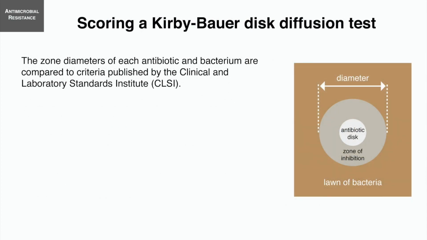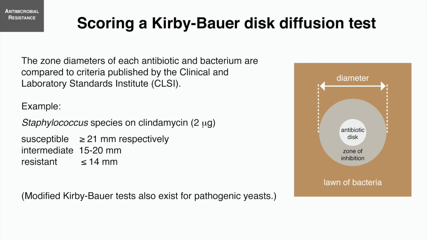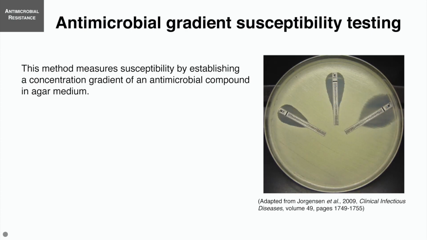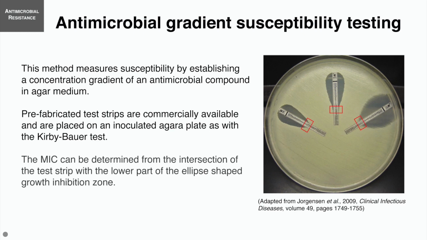The Kirby-Bauer test is scored by comparing the diameter of the zone of inhibition to a reference document. The Kirby-Bauer test can also be used to score antimicrobial resistance in pathogenic yeasts. A variant of the Kirby-Bauer test is to use antimicrobial gradient strips. These strips are applied to an inoculated agar surface as before. The minimum inhibitory concentration can then be determined by where on the gradient strip the zone of inhibition terminates, as indicated in red.